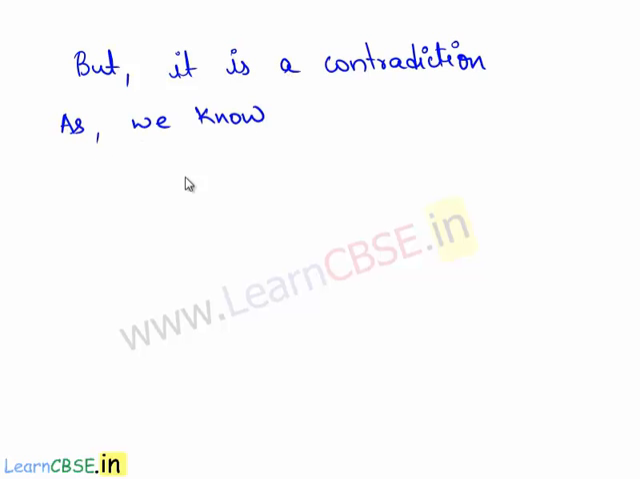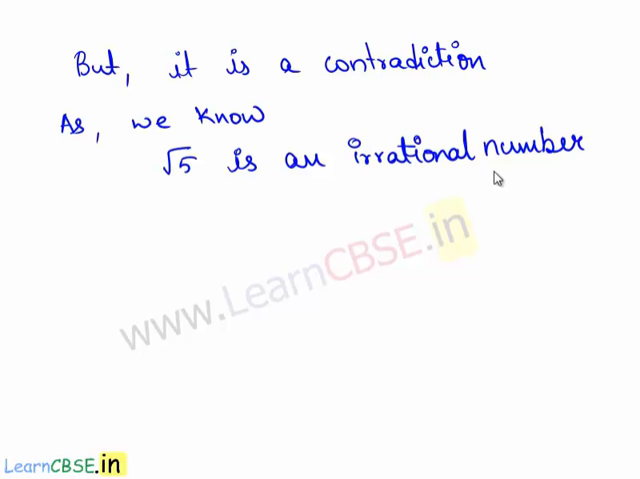But the obtained statement is a contradiction. As we already know, root 5 is an irrational number. This contradiction is due to our wrong assumption that 7 times root 5 is a rational number. Therefore, 7 root 5 is an irrational number.